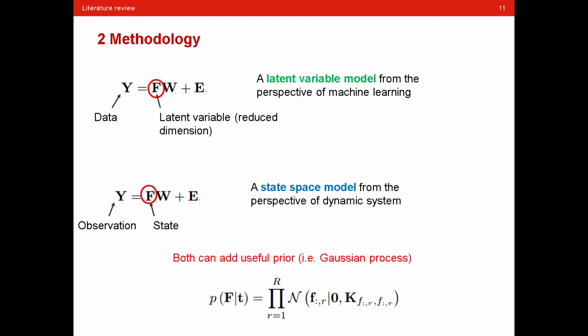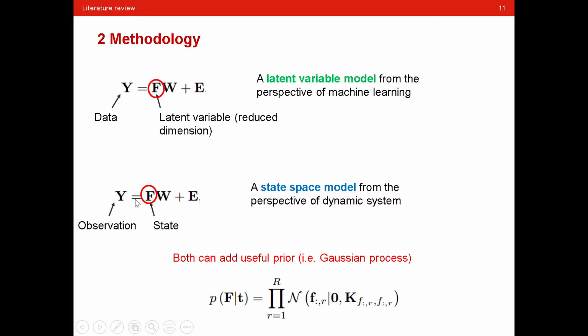First, let's have a look at the latent variable model from the perspective of machine learning and dynamic systems. As you can see, they present a similar form. In machine learning, we try to embed data y into latent variable f with parameters w. In a dynamic system, this equation is actually an observation function, which is used to measure the state. You may find it in common filtering.